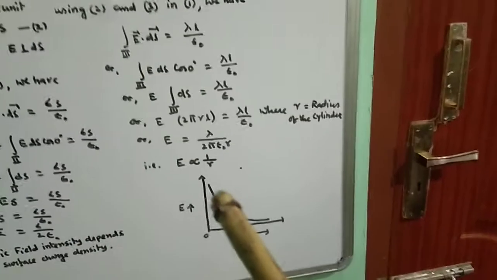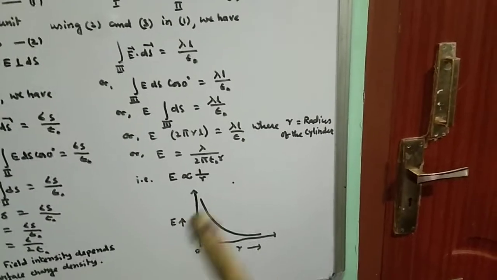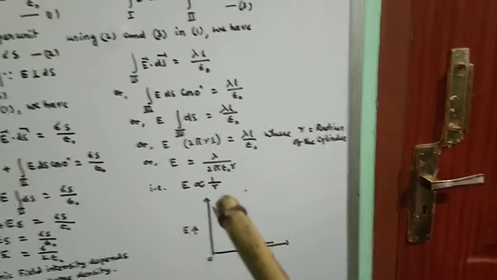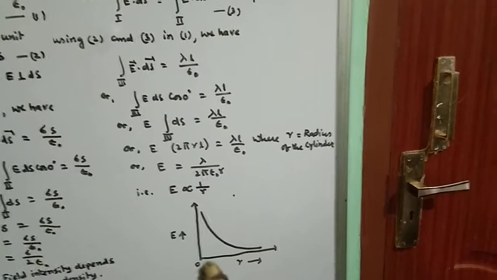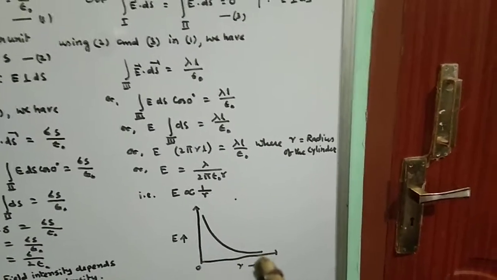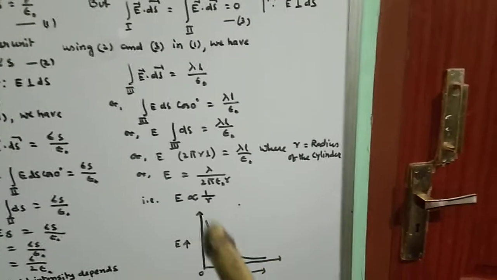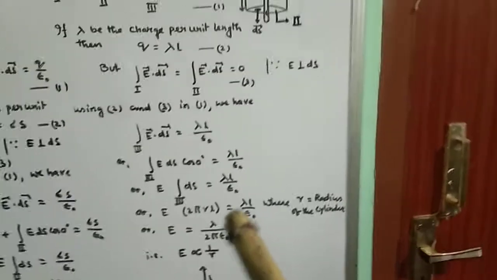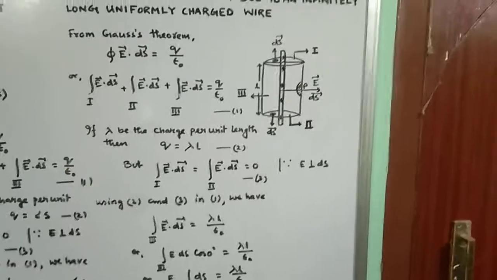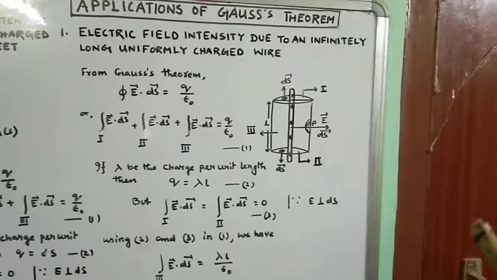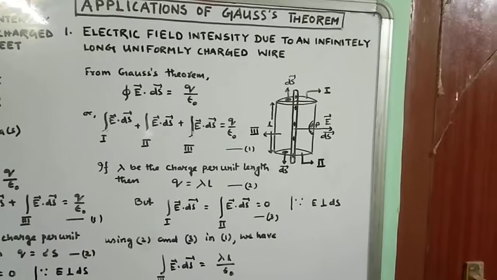So if you go for the graph, the graph is like this, because if r is less, E will be high. So r is less here, so E will be high. As r increases, E decreases, because it is inversely proportional. So this is one application of Gauss's theorem to define the field intensity due to an infinitely long uniformly charged wire.